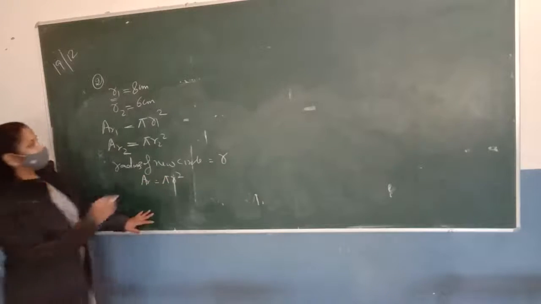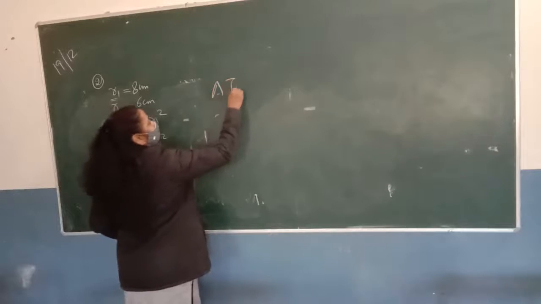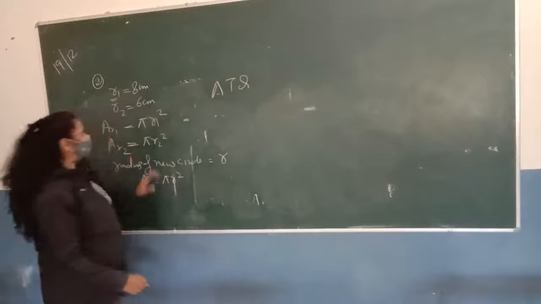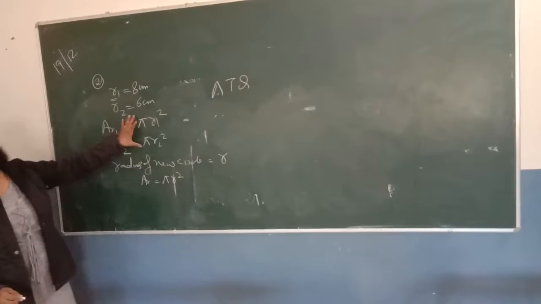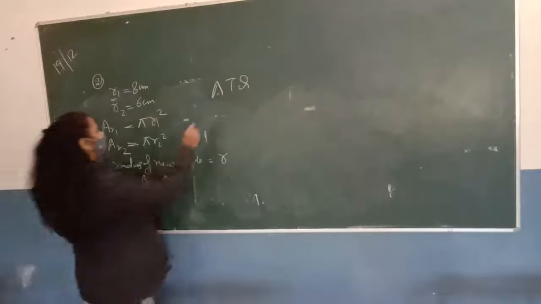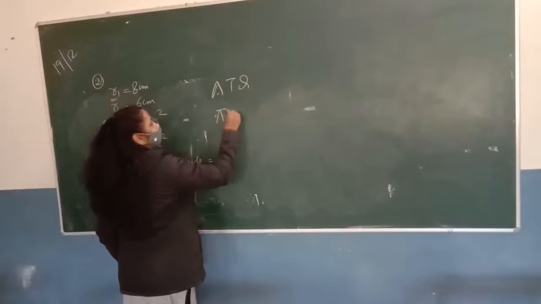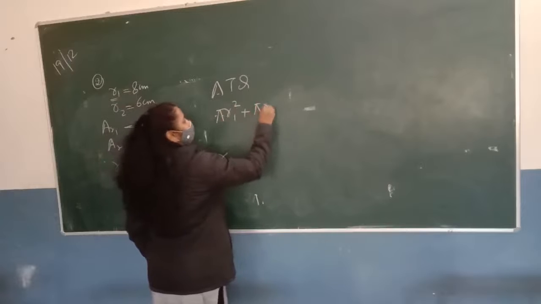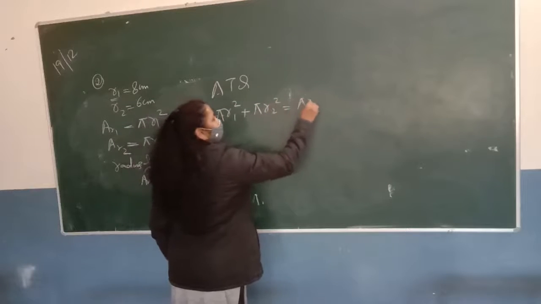Now according to the question, we know that the sum of the areas of the two circles should be equal to the area of this one. So we will write it like this: pi R1 square plus pi R2 square is equal to pi R square.